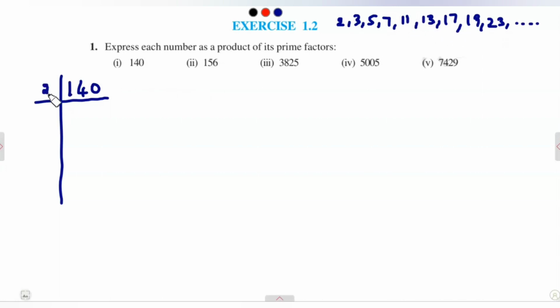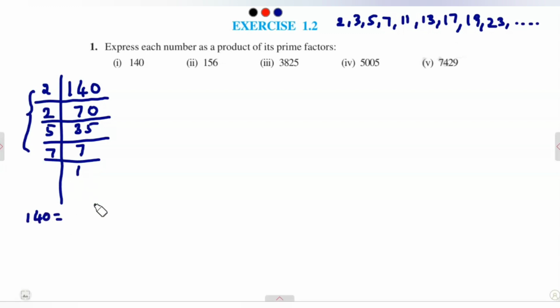So let's start with 2. 2 table goes in 140. 2 seventies are 140. Again take 2 table, 2 thirty-fives are 70. Next, let us take 5 table, 5 sevens are 35. Next, 7 ones are 7. Right, done. So 140 can be written as 2 into 2 into 5 into 7. This is the prime factorization of 140, which, if you have repeated prime numbers, you can write as powers of primes: 2 square times 5 times 7. This is your 140 prime factorization.